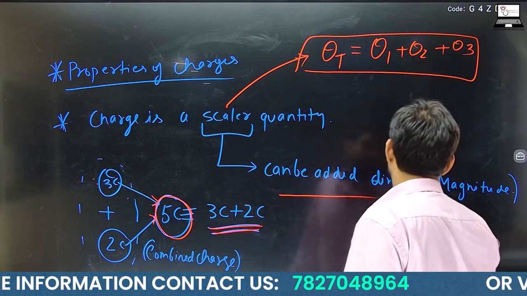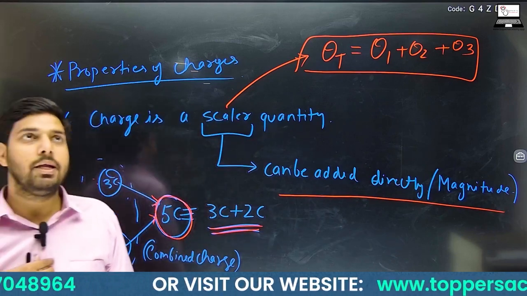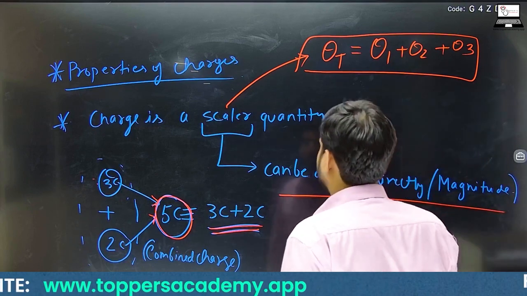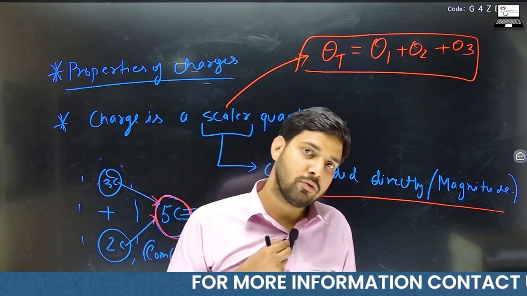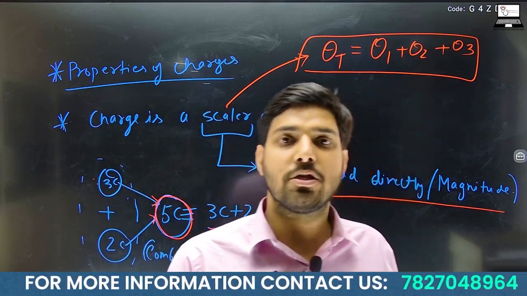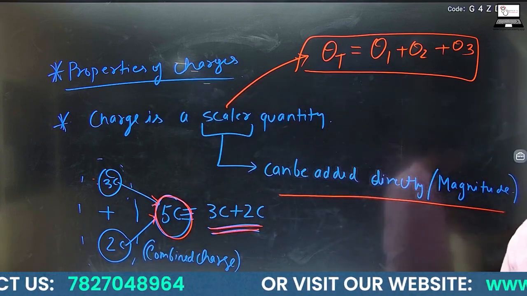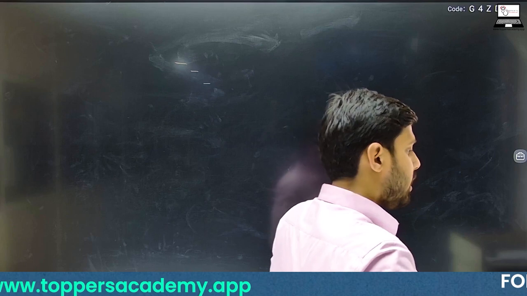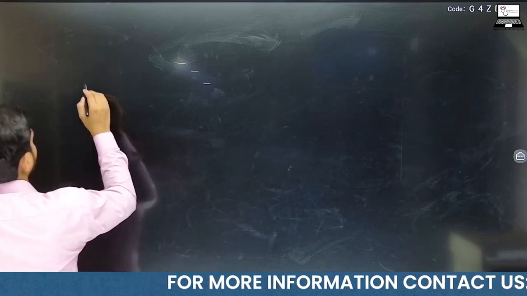So this is the first property of charge, that charge is a scalar quantity. Clear? Whether the charge is moving or at rest, when we add two charges, they must equal the sum of the magnitudes of the individual charges. Clear? Okay. Now the other thing is, charge is transferable.